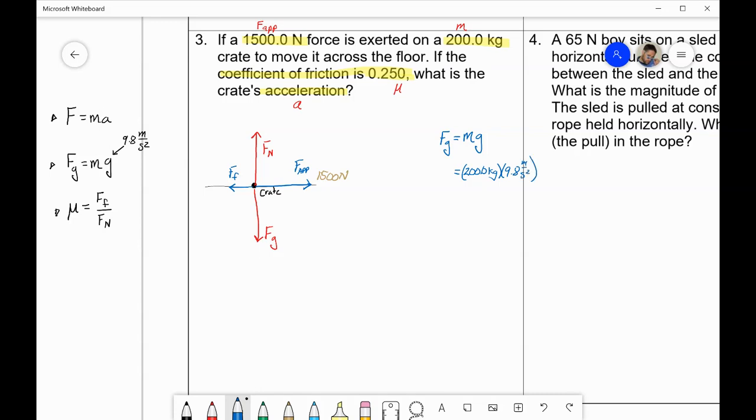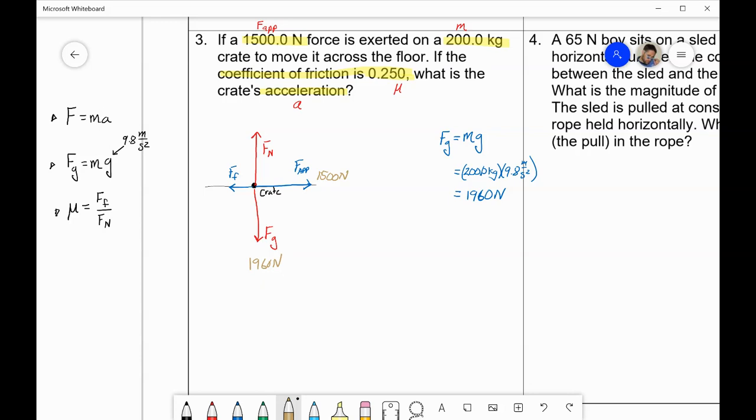Now, if 9.8 was exactly 10, the answer would be 2,000. Even it kind of looks like 2,000. There's a decimal there, but it's going to be slightly less than 2,000. So if I plug that into a calculator, I end up getting 1,960 newtons. 1,960 newtons is my force of gravity. That's my weight right here. And I can start to plug that in if I want to. So I can come down here and say 1,960 newtons is my weight.